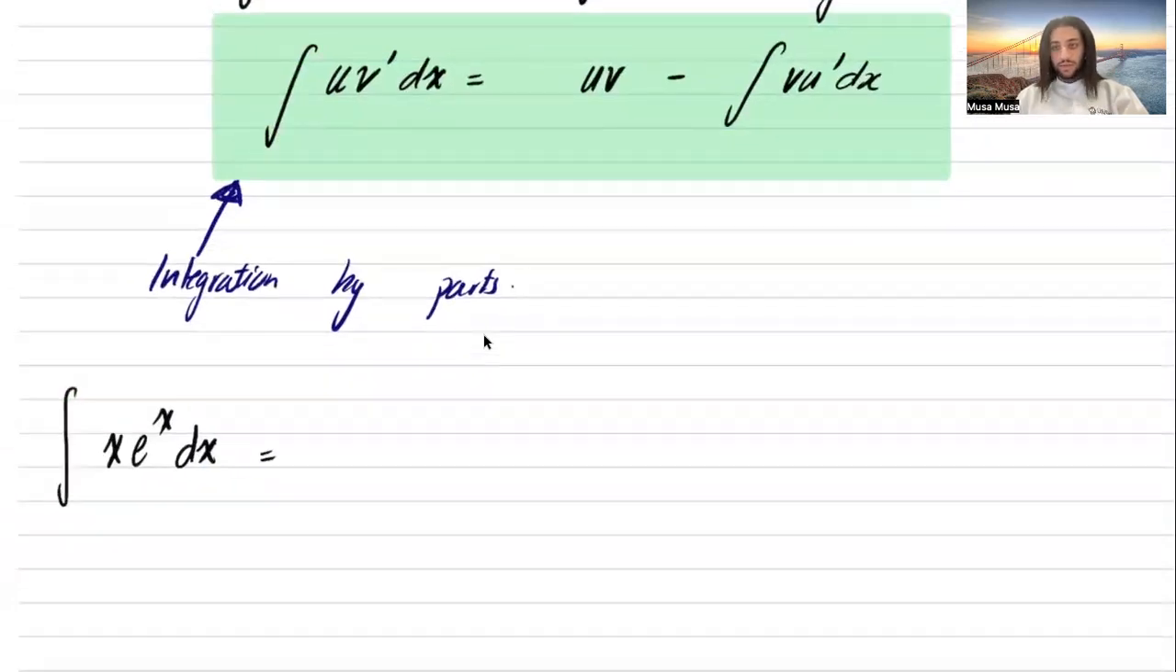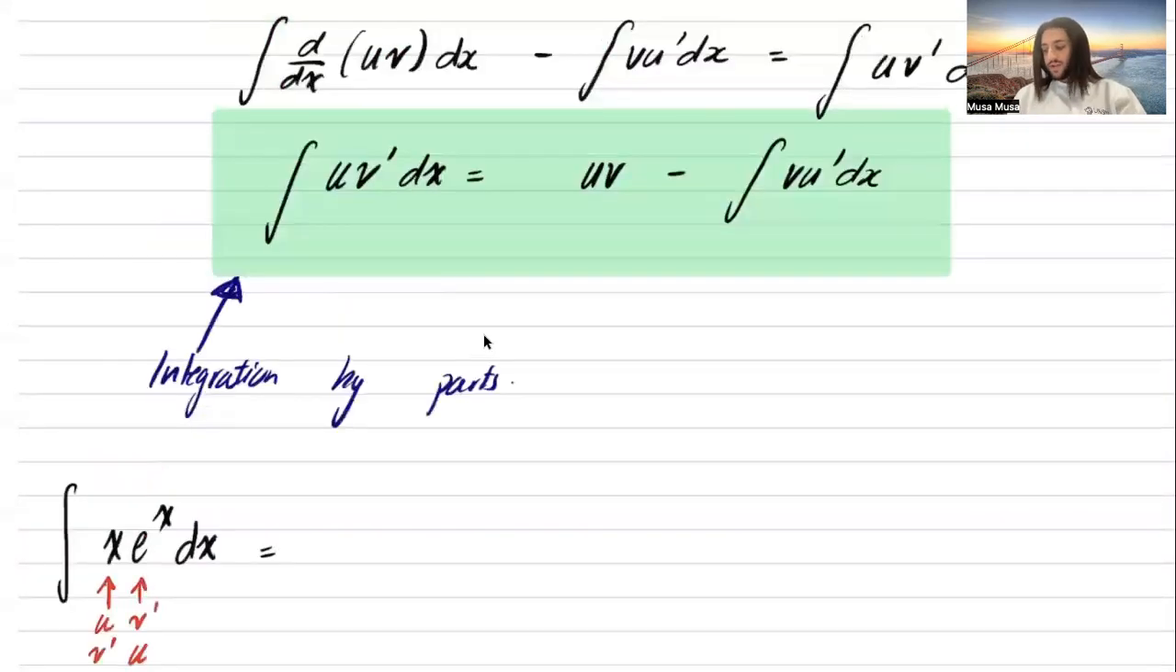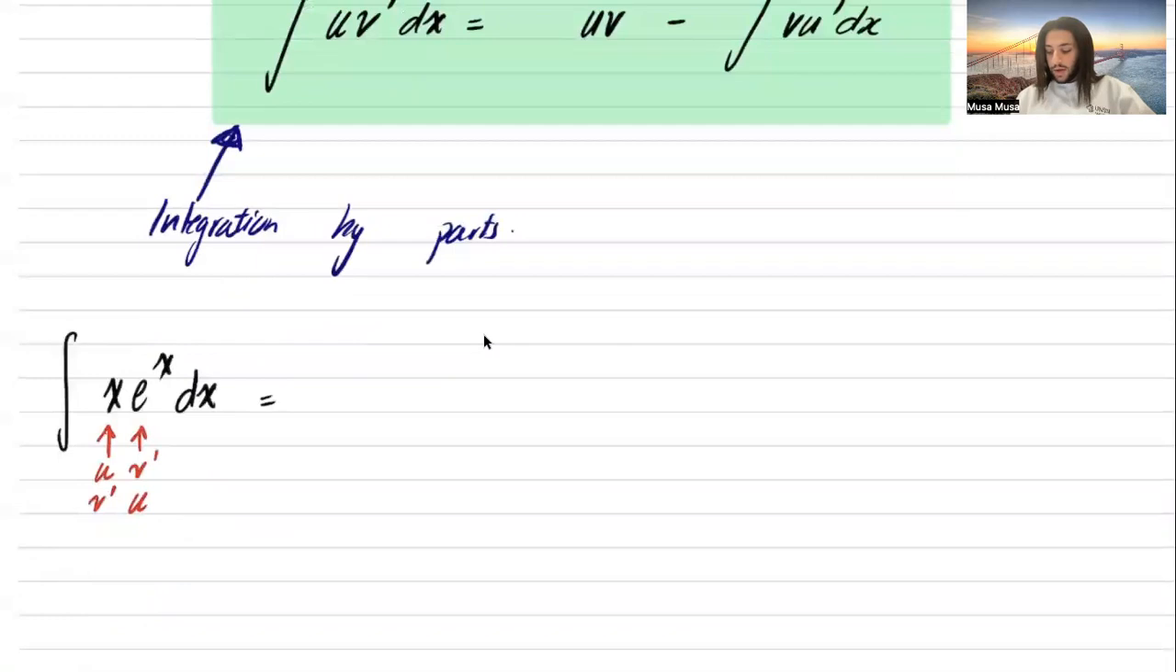So to get it to look like that left-hand side, I have to choose, should I make this my u and that my v dash? Or should I make it the other way around and make that my v dash and that my u? Because if I can choose which one's my u and which one's my v dash, I can then just go and evaluate the right-hand side of my rule, okay? I'm going to choose where the x is the v dash and the e to the x is the u.